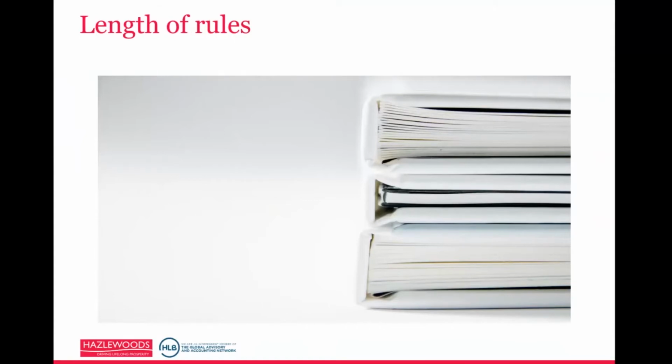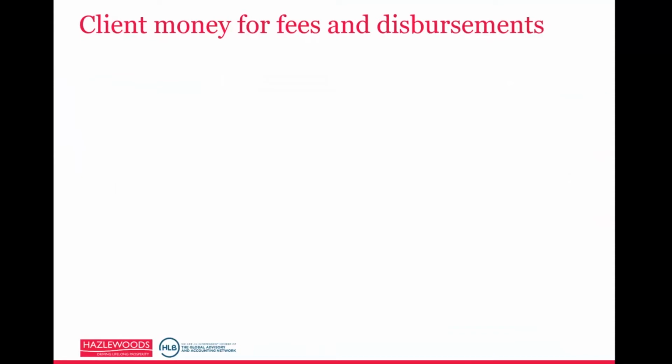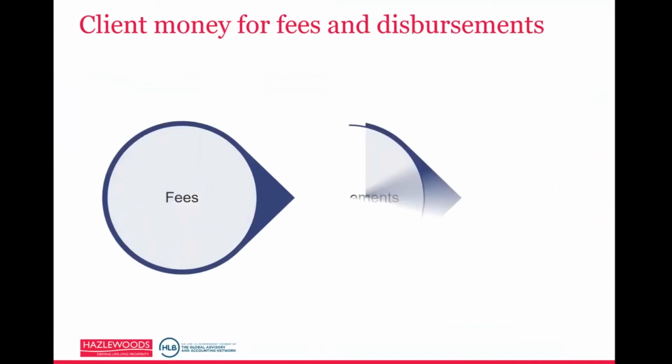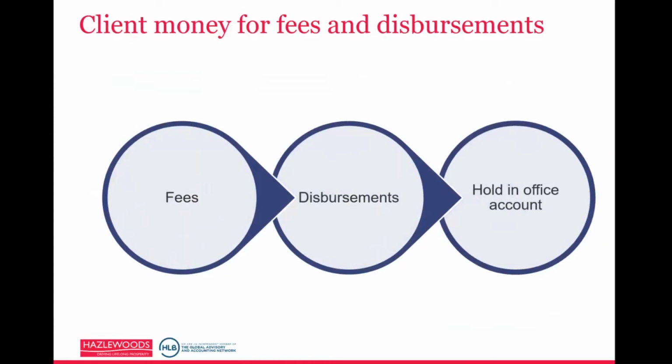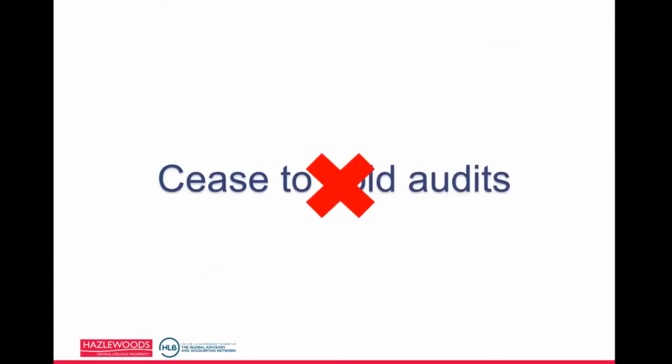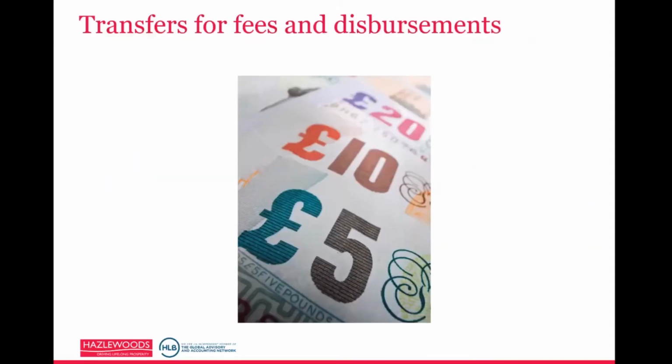Where the only client money that firms hold is money received in advance for fees and disbursements for which the firm is liable, firms can hold these funds in office account if they wish, provided they inform their clients in advance. In addition, money received from the legal aid agency for costs can be held in the office account. Cease to hold audits will no longer be required where the firm ceases trading or changes status unless the SRA specifically requests one.